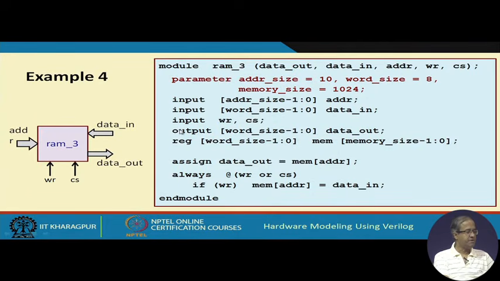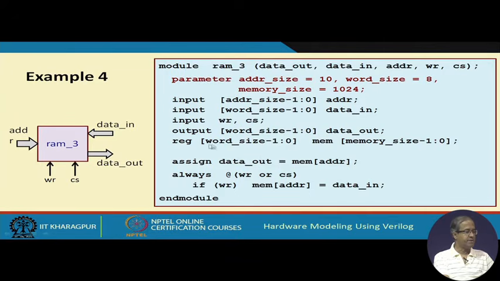address, write, and chip select. So, we have declared the variables. ADDR is of size 0 up to address size minus 1, 10. Data in is an input, again 0 up to word size minus 1, word size is 8. Similarly, data out is an output, and the size is again word size minus 1, 8, and write and chip select are single bit inputs.